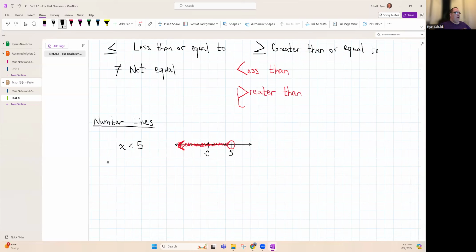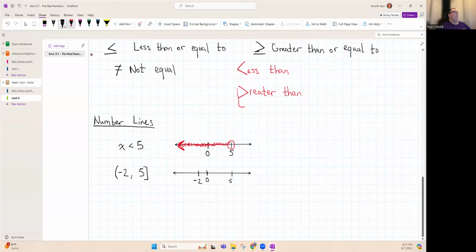Let's do something like -2 to 5. So that's how your solution was written. Let's get our number line in here. Well, I know 0 is going to be here. This is 5 all the way out here. Maybe -2 is like right here.